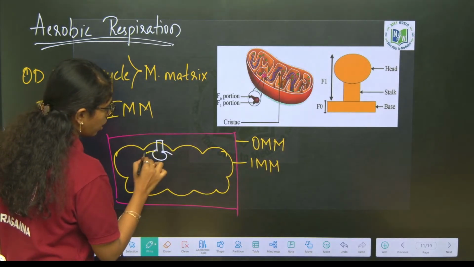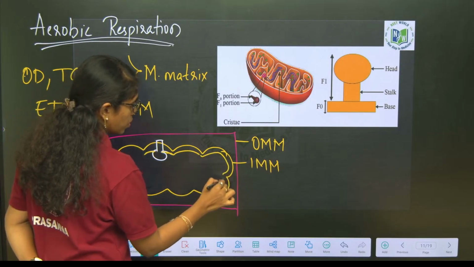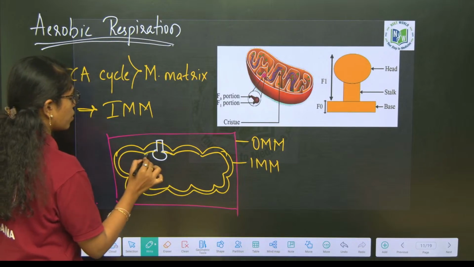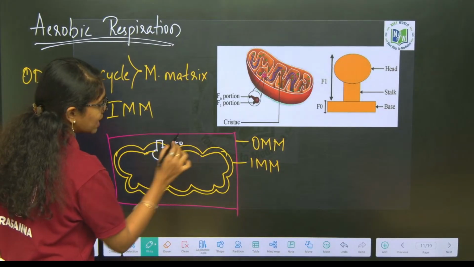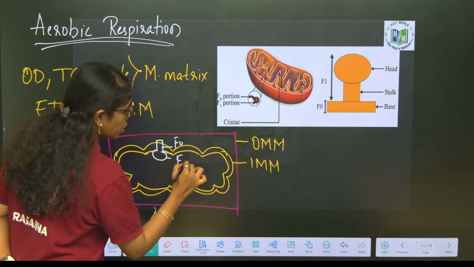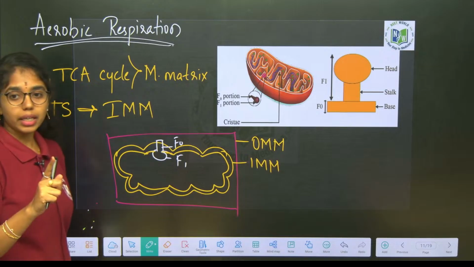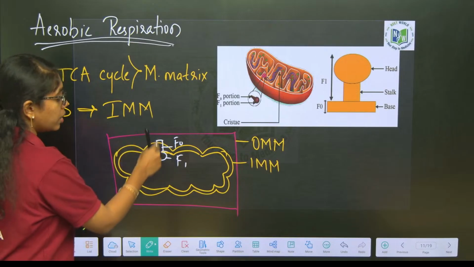Yeah, F0, F1 particles are also called oxysomes. What are they called? Oxysomes. So here if you see, F0 is embedded inside the inner mitochondrial membrane, F1 is projected towards the mitochondrial matrix. Very important point you have to note. When we are dealing with ETS, you will know why it is projected like this.